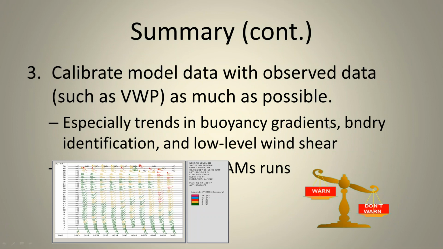And you do this by a number of methods, but one is by calibrating model data with observed data, such as VAD wind profile data, as much as possible, because the models can be off, and note trends in buoyancy gradients, boundary identification, low-level wind shear changes, and look at several CAMS runs. Be able to, again, modulate the amount of information to warn or not warn.